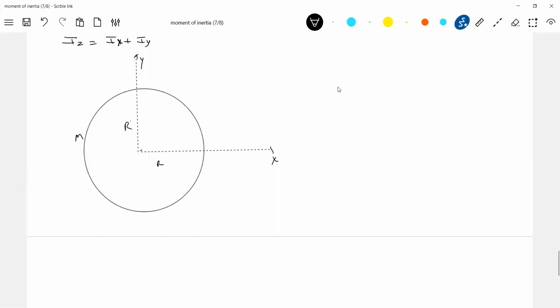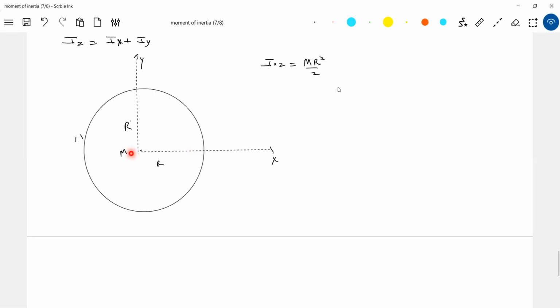Now, I want Ix and Iy. So we know IOZ. So what is IOZ? IOZ is equal to mr square by 2. I'll apply the perpendicular axis theorem. And let's go for the moment of inertia about the x-axis.